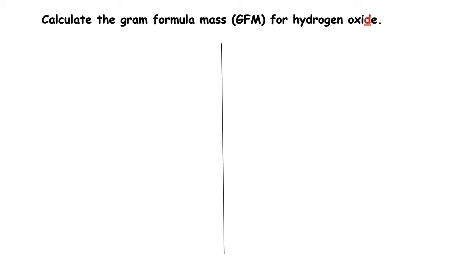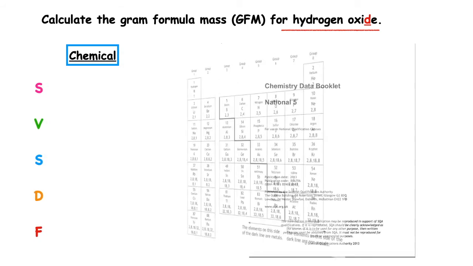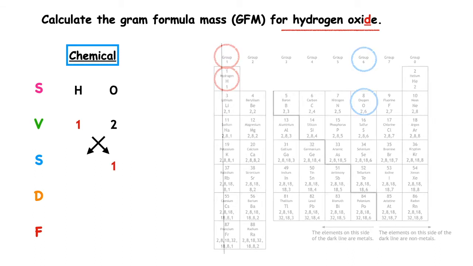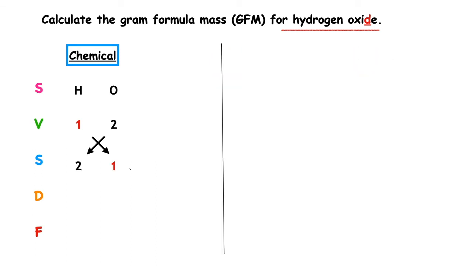This is the last example we're going to work through where you have to use SVSDF to get the formula. We're wanting to calculate the gram formula mass for hydrogen oxide. We start off with our SVSDF, symbol for hydrogen is H. It's found in group 1, valency 1. Oxygen, symbol O, found in group 6, valency 2. We swap the numbers over. Highest number they can both be divided by is 1, which means that the chemical formula is H2O.